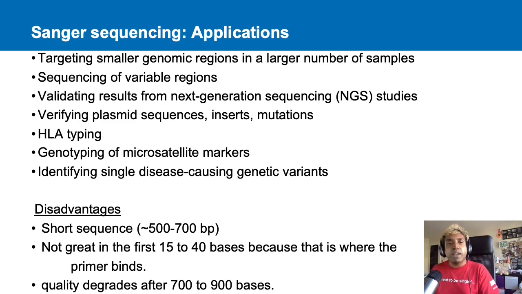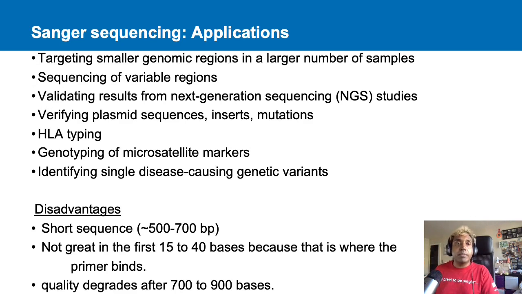You could also use it to verify things like plasmid sequences, inserts of the plasmids, and mutations that you identify on plasmids. Doing HLA typing is highly accurate using Sanger sequencing compared to next-generation sequencing. Genotyping of microsatellite markers can be done using Sanger sequencing or the high-throughput genotyping method. I noticed that we have not talked about the applications and disadvantages of high-throughput genotyping here just because you've already gone through it. And so I just wanted to mention the difference between sequencing and genotyping here.